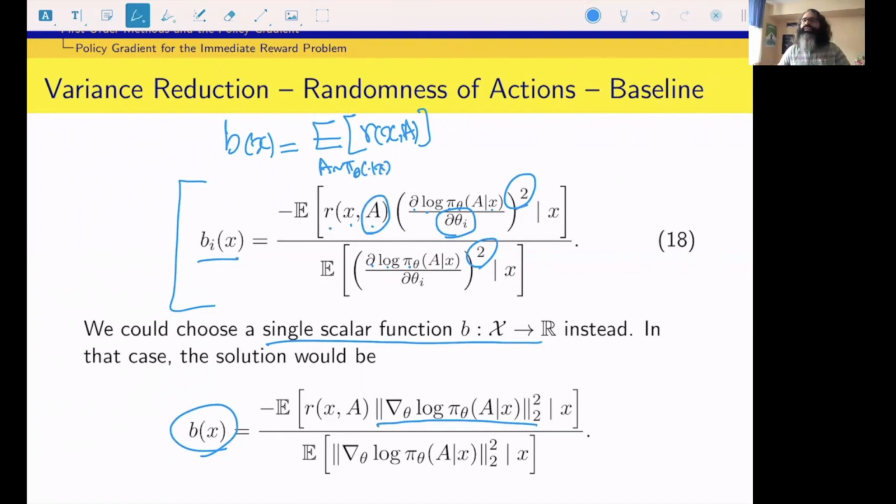And that, okay, I'm not 100% sure that it's guaranteed to reduce the variance. Probably it does, but I'm kind of sure that it wouldn't be the optimal solution. But that's easier to compute than this baseline that I have here.